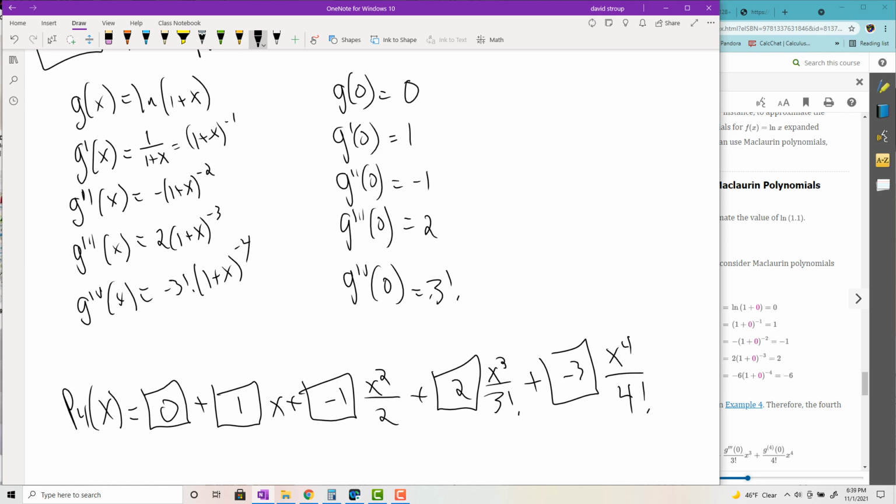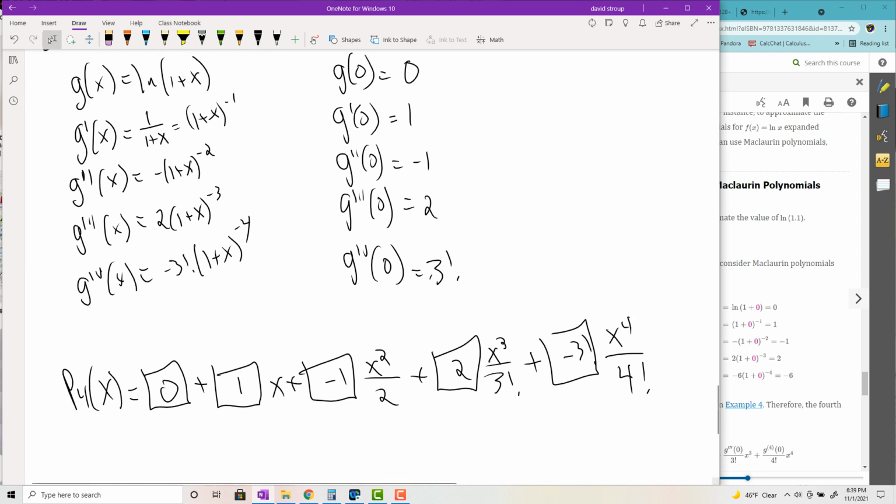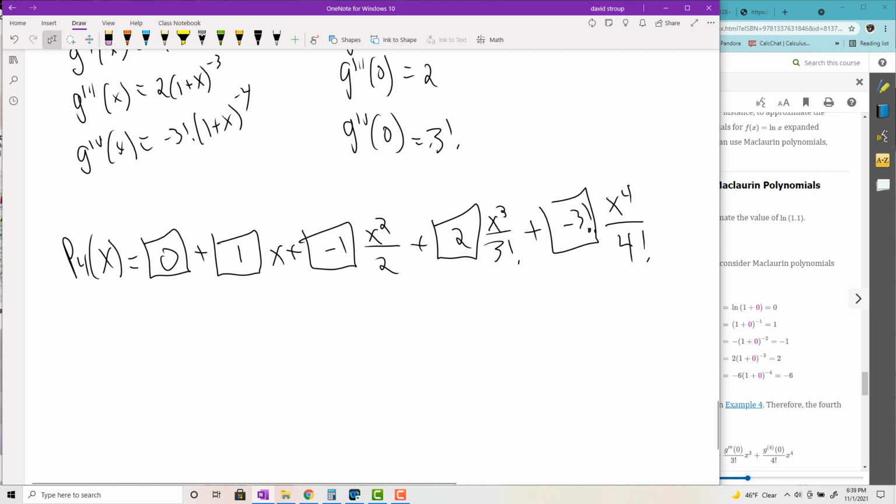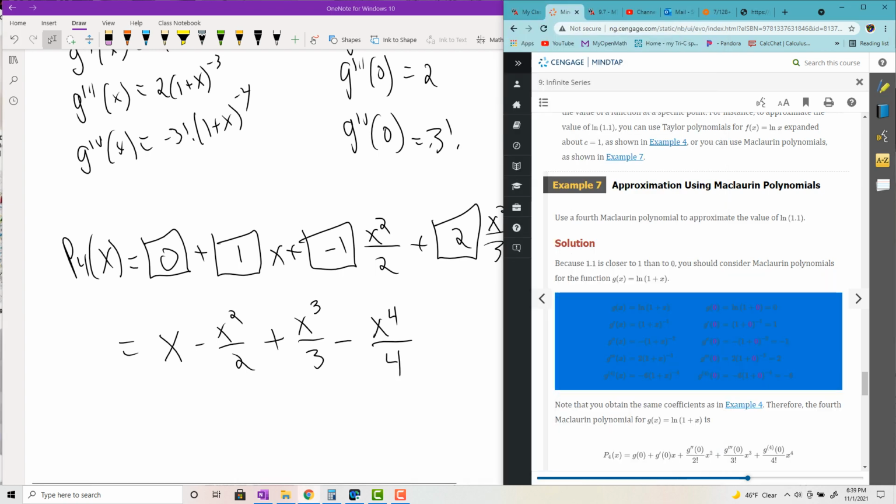It's kind of very computationally dry at this point. And then make it look pretty. So x minus x squared over 2 plus x cubed over 3, because 2 over 3 factorial is 1 over 3, minus x to the 4th over 4. Okay. It's a nice thing to approximate it.